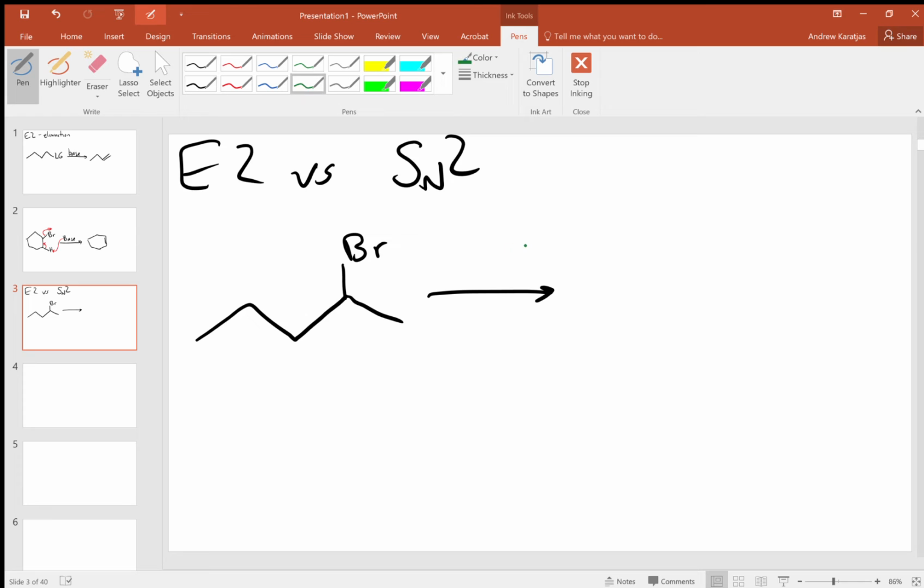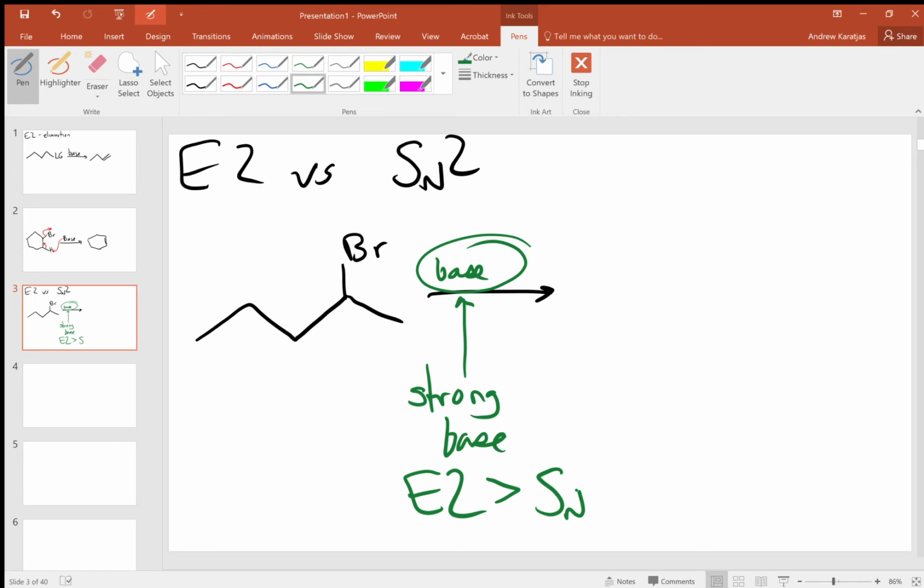But the key here is what is the reagent that we add. And if our reagent here is a strong base or even a good base, then E2 will predominate over SN2. But if the substance that we add is not a good base and it's just a good nucleophile, in that case SN2 will predominate.